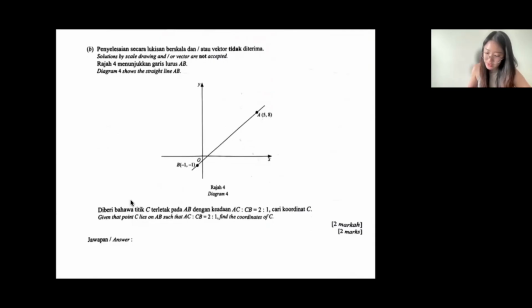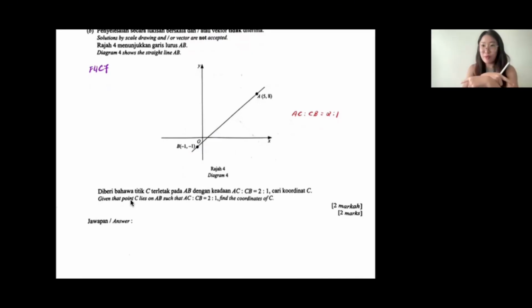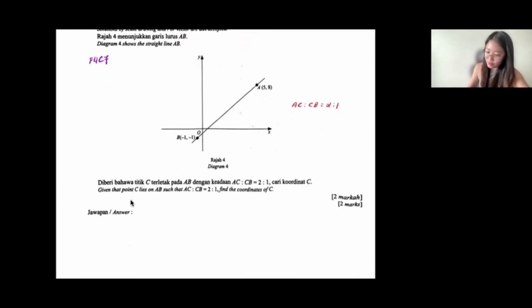All right, solution by scale drawing or vector are not acceptable. What is this? Given that point C lies on AB, so point C is somewhere in between here. Then they give you AC to CB equals 2 to 1. Find the coordinates of C. This is your Form 4, Chapter 7, coordinate geometry, and this part is divisor of line segment. So you're going to do the double rainbow thing. Remember? This is what the formula wants.